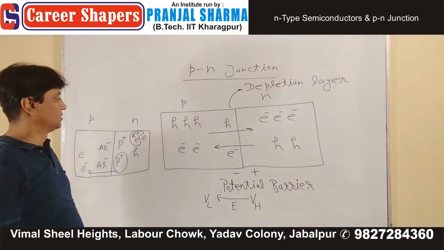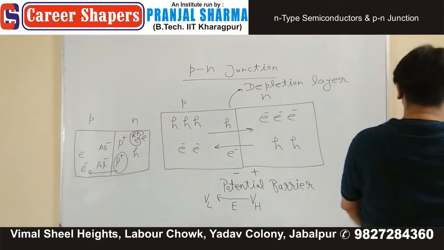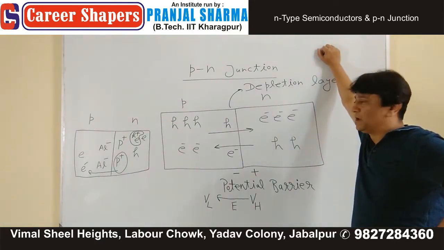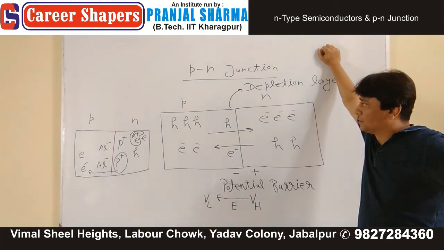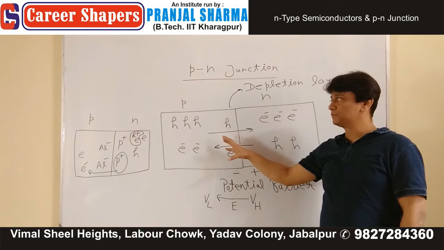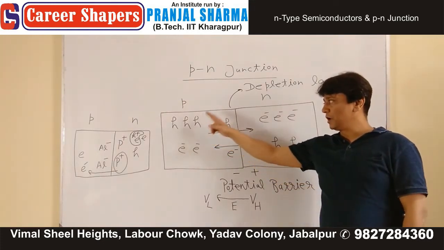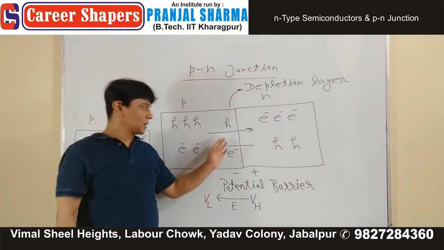Write down the statement. When p-type and n-type semiconductors are placed side by side, then near the junction, majority holes from p side diffuse into the n side.